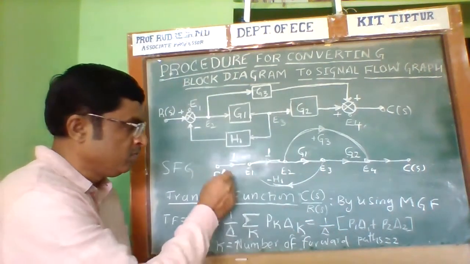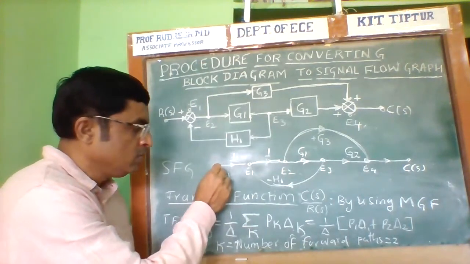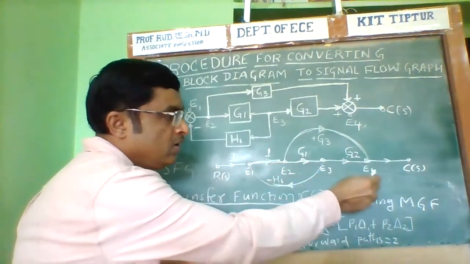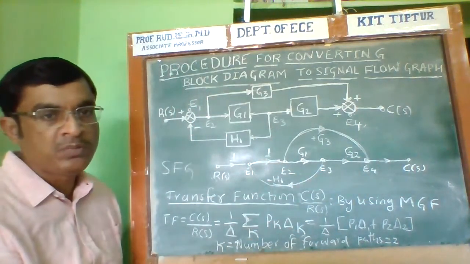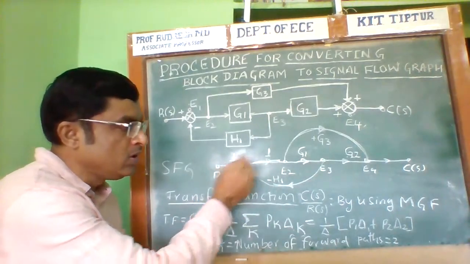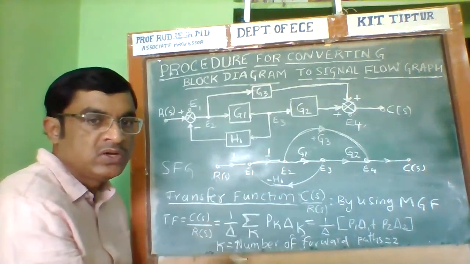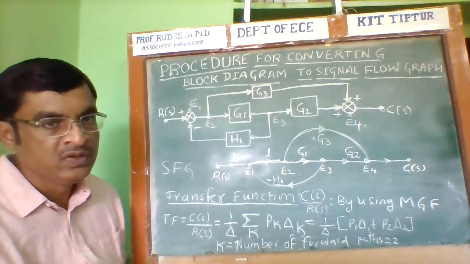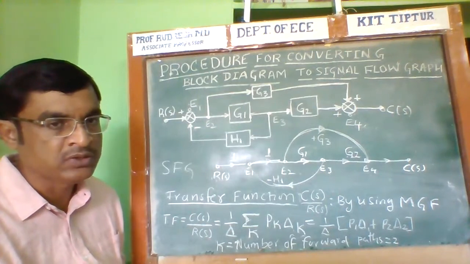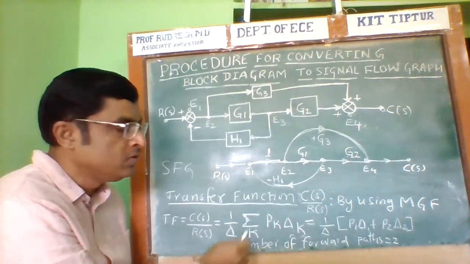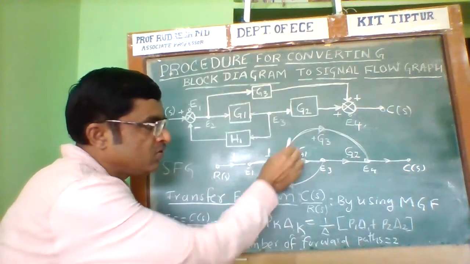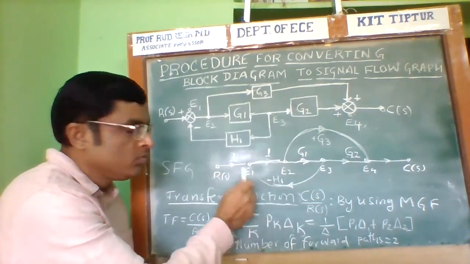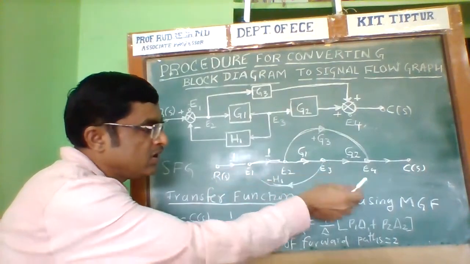The forward paths are 2. Number of forward paths are 2 because the first forward path starts from the R node, goes to E1, E2, E3, E4, then the C node. The forward path means it starts at the input node and ends at the output node without crossing any node more than once. That is the definition of a forward path. So this is the first forward path. Similarly, find out the number of forward paths in the signal flow graph. There are 2. First starts from R, E1, E2, E3, E4, C.